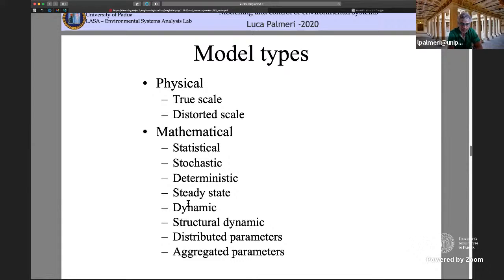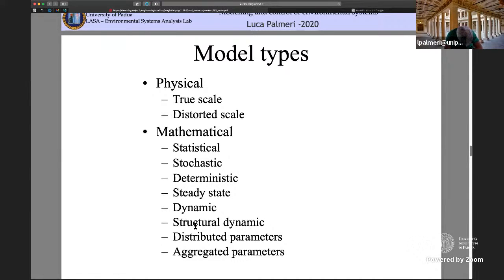And then from a mathematical point of view, there is of course the distinction we have already seen between distributed and aggregated parameters. And there is also another important characteristic of some mathematical models, that of changing the structure. We say that these models are structural dynamic models.